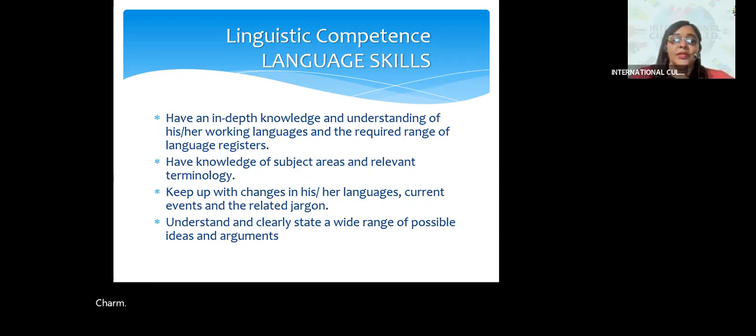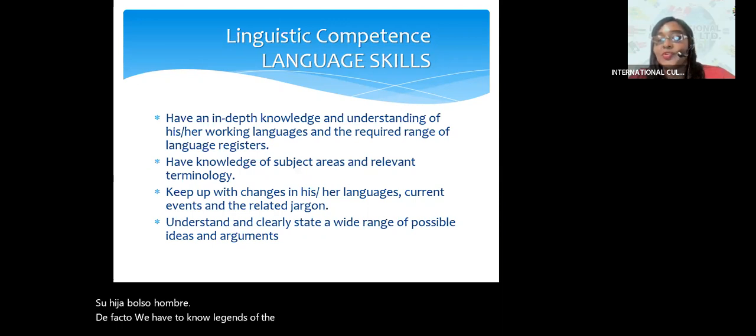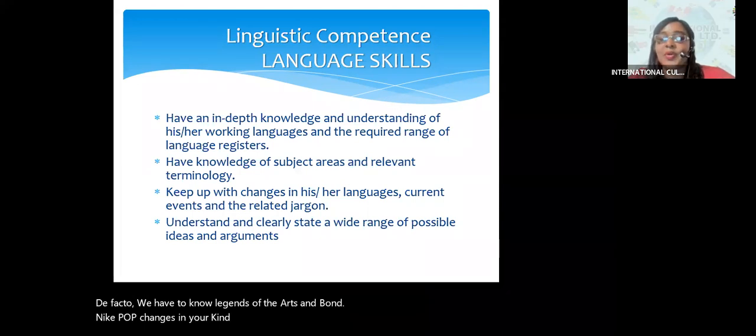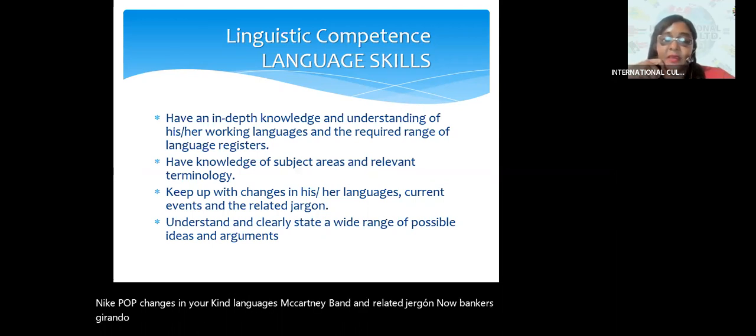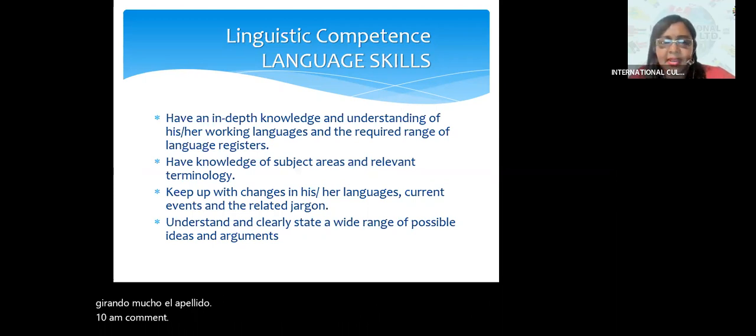Thank you. So we have also the fact that we have to have knowledge in subject areas and understand relevant terminology. Now, I like this one that is coming next, which is keep up with the changes in your working languages. Keep up with current events and related jargon. Now, we have a few bankers here, and I'm sure you will appreciate this comment. I was interviewed for a podcast that deals with the financial world, rather.